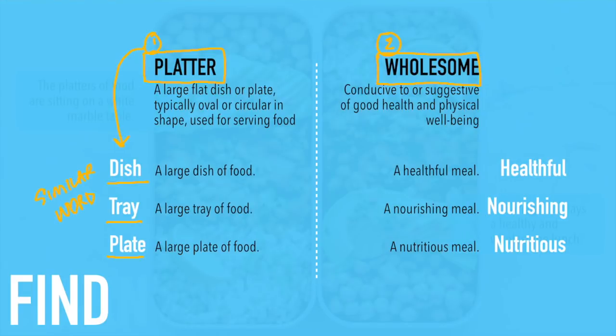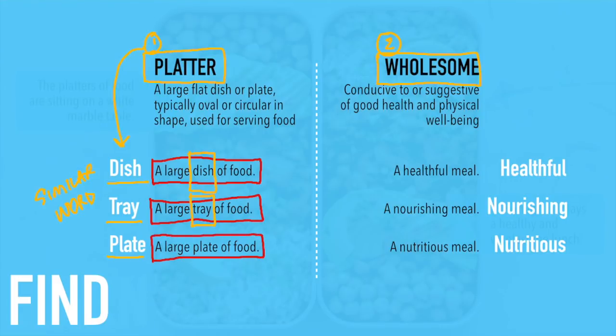So we'll look at some example sentences using the synonyms. We see right here, let's change the color real quick. A large dish of food, all right? So what happens? Right here, we have dish, okay? Now we go down, a large tray of food. And what happened? We replaced dish with the word tray. And finally, a large plate of food. And we replaced tray with plate. So now we know a total of 4 different words because we know platter and we know dish, tray, and plate.